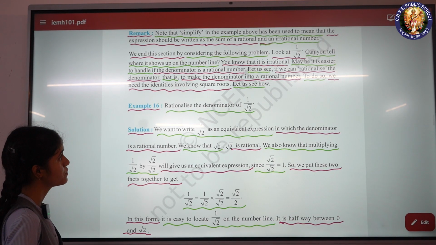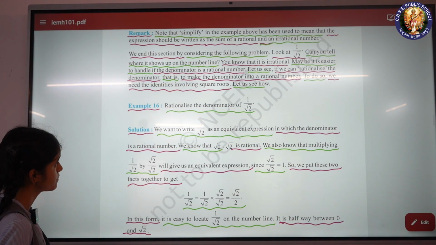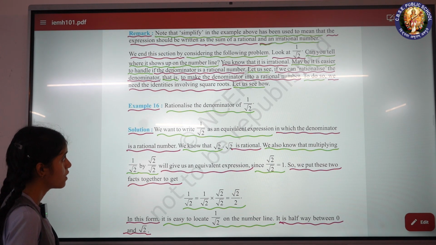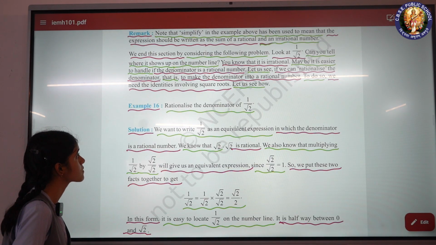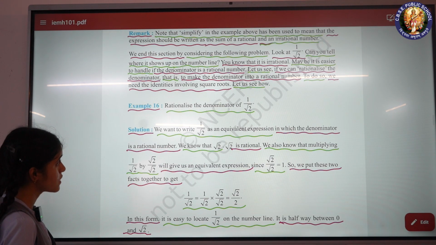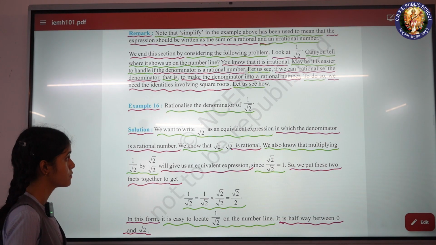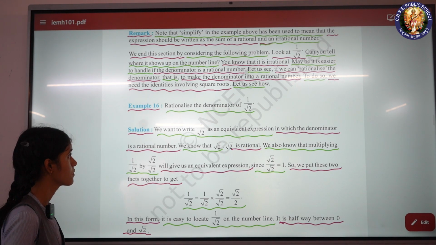To do so, we need the identities involving the square roots. Let us see how. Example 16. Rationalize the denominator of 1 by root 2.